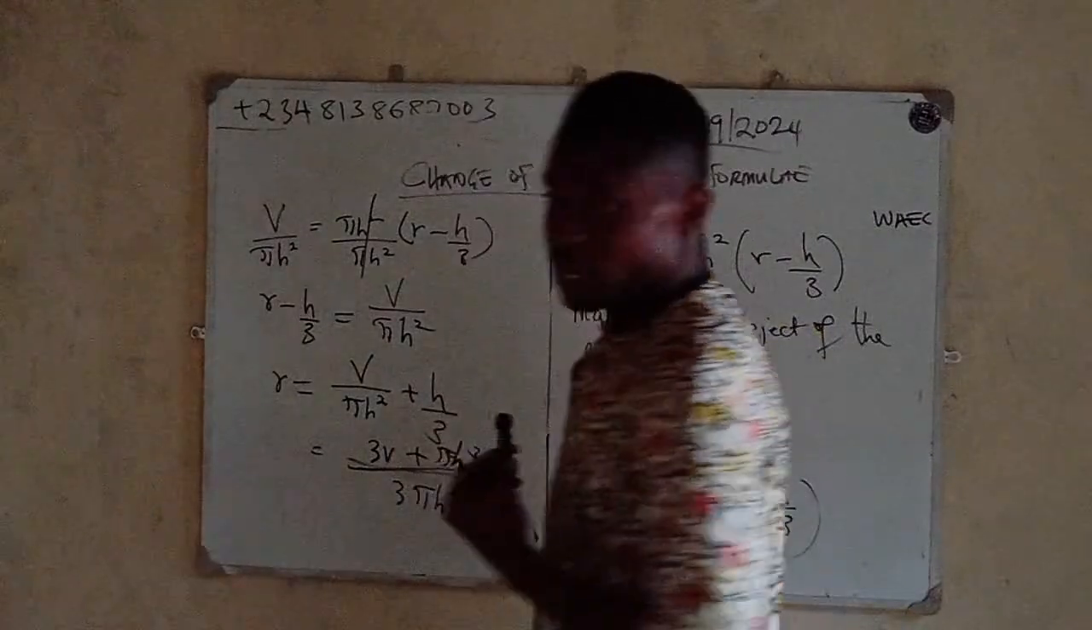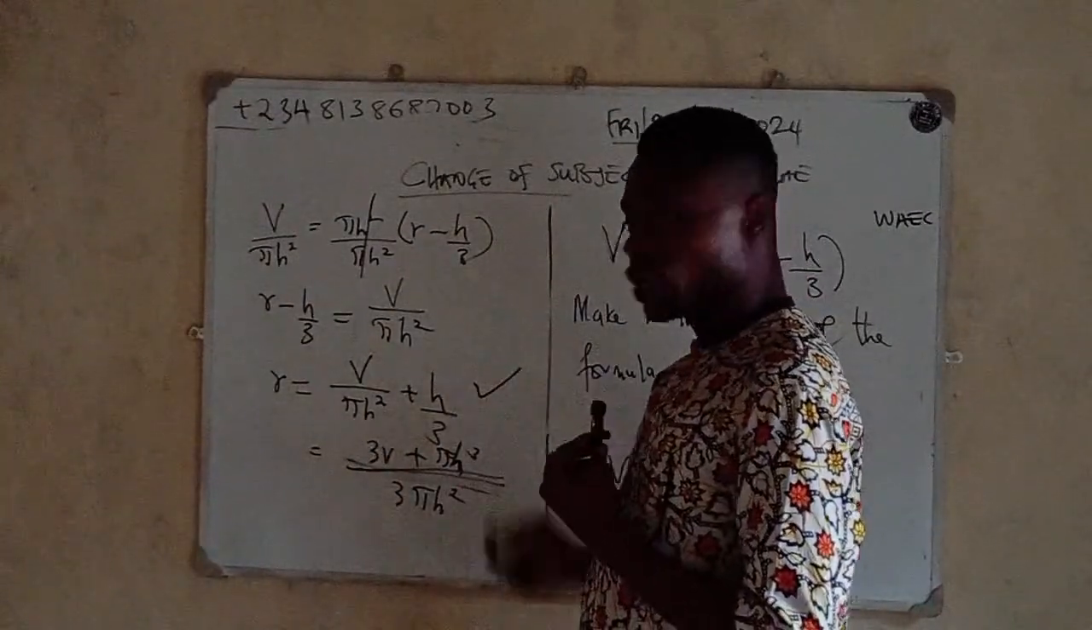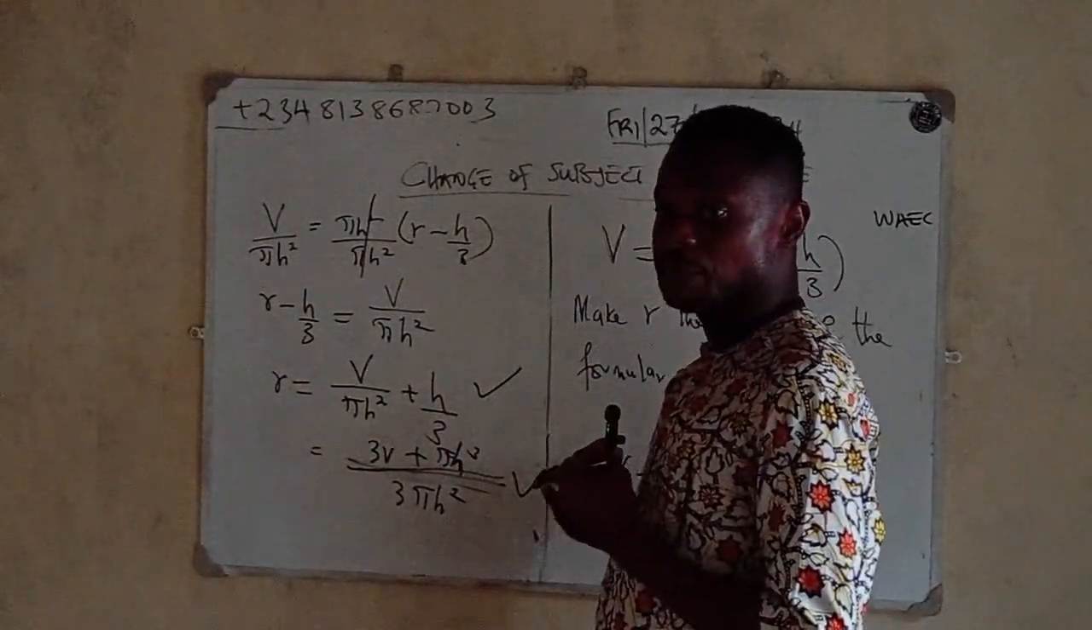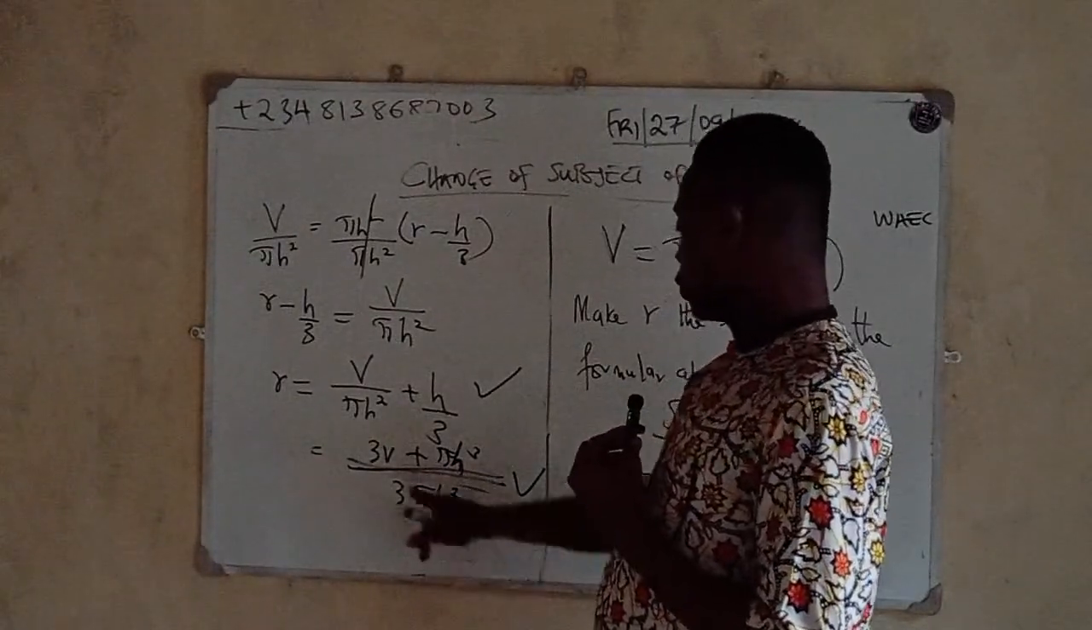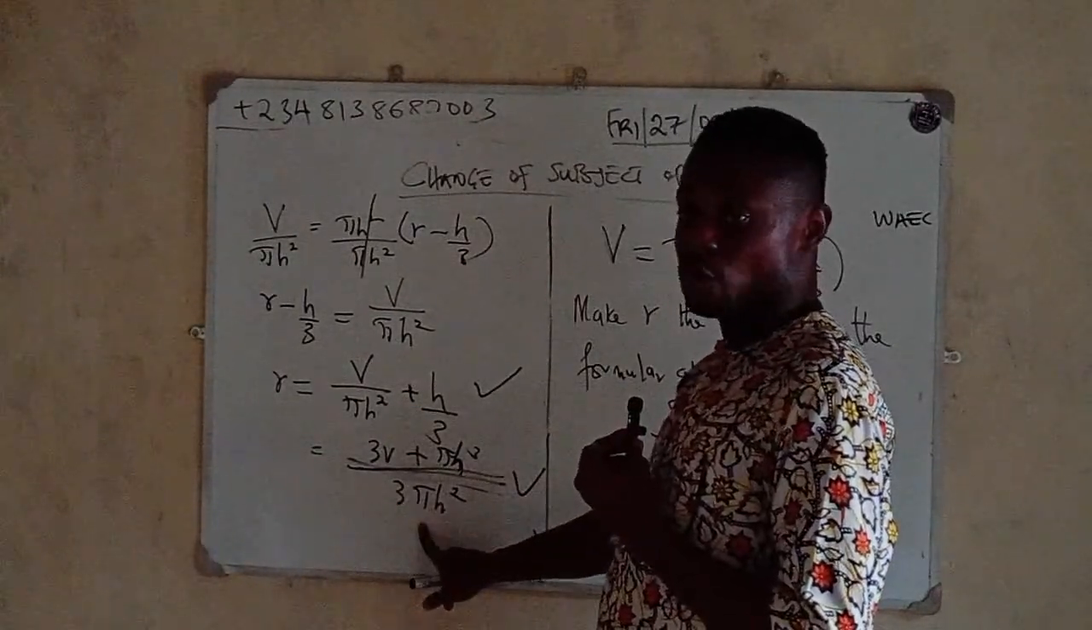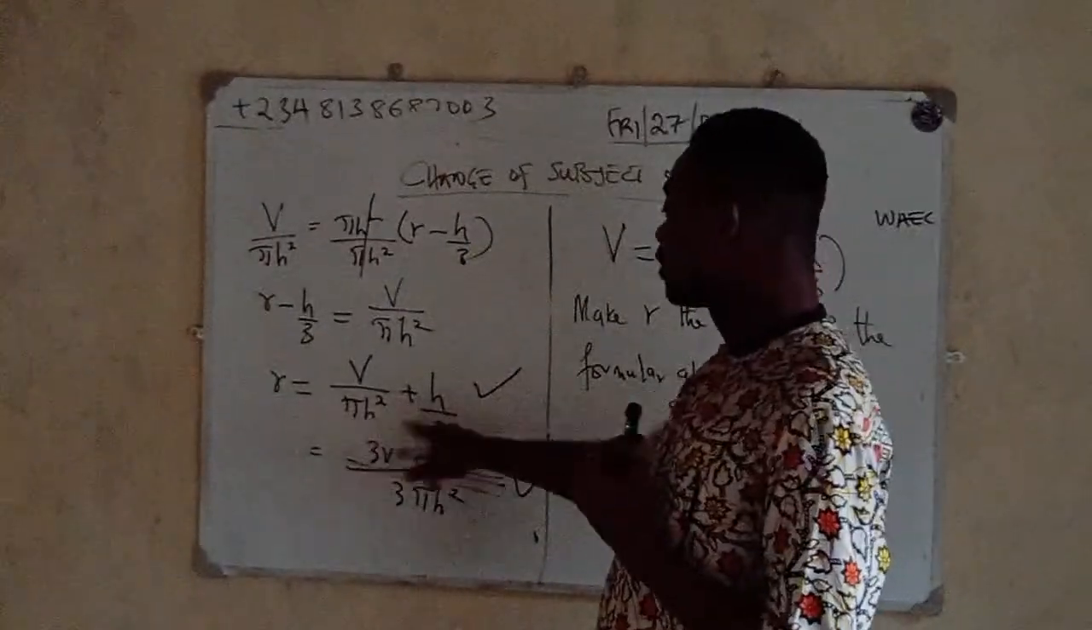So you can leave the answer like this. You can also leave the answer like this. They are both correct. Instead of trying to do this and commit an error, you can simply leave it like this. Okay.